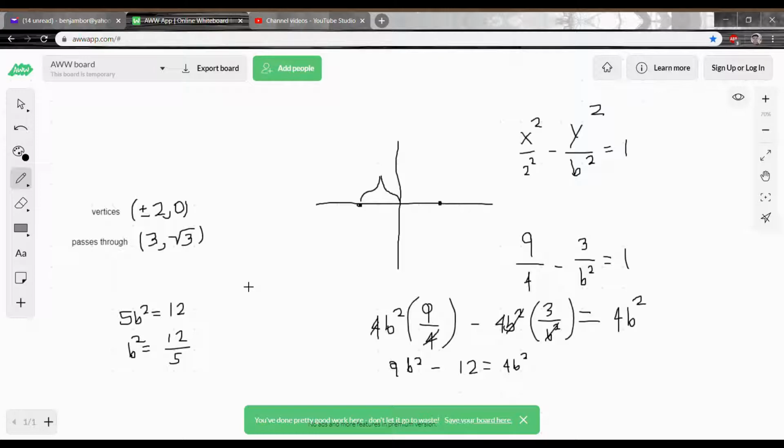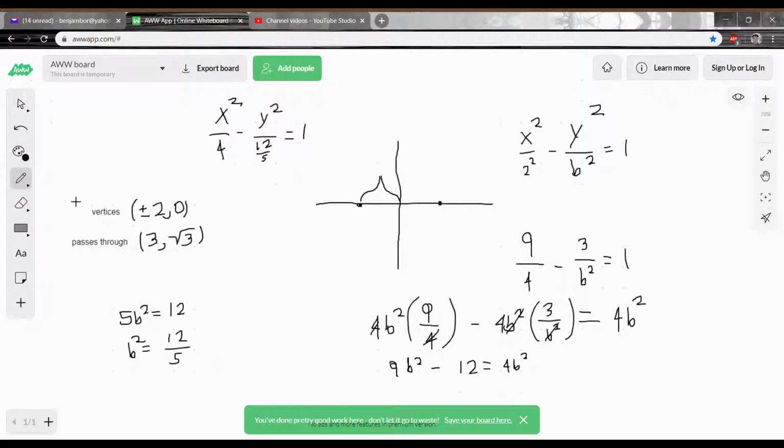And then we can plug that in to our equation. So instead of solving for just b, we have b squared, we want b squared, so we'll put that in. That means our final equation is x squared over 4 minus y squared over 12 over 5 is equal to 1.